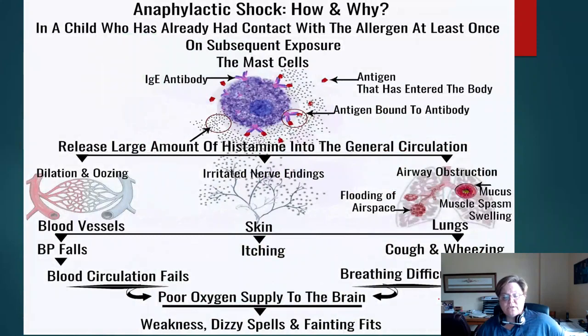So when we're dealing with anaphylactic shock, we're really looking at someone who's already had contact with this allergen at least once.